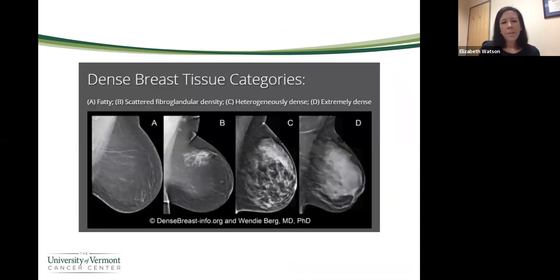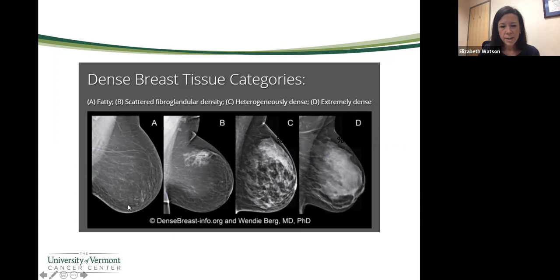So on the mammogram, there are 4 basic categories of density, and they range all the way from the picture here, which is marked by A, which is considered a fatty breast. These are the most radiolucent, the most dark. They have the highest fat composition and very little fibroglandular tissue. There's very little white on this image.